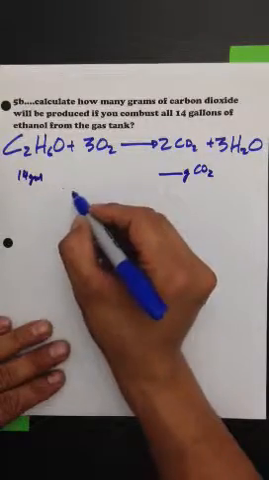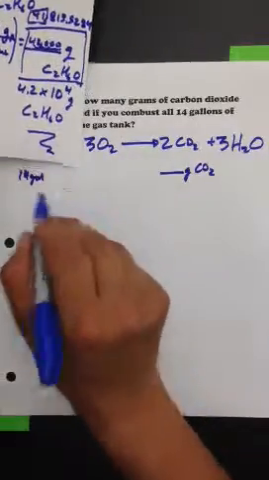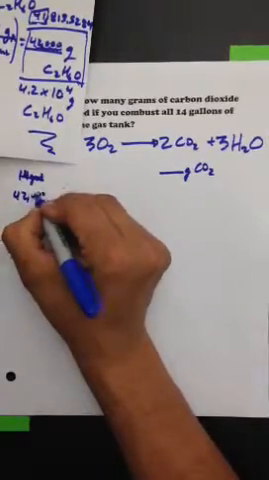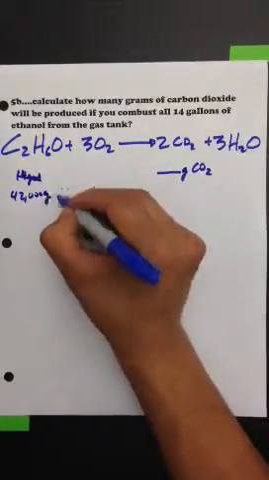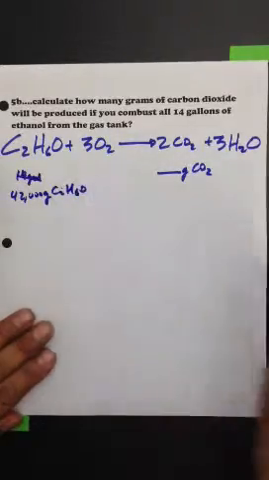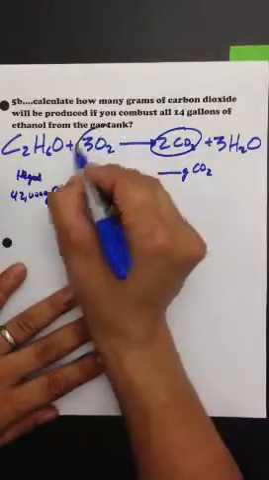Didn't we just convert gallons of ethanol and figure out what the weight was? Let's change that to 42,000 grams of C2H6O. Okay. I'm going to introduce you to what I like to call mole islands.